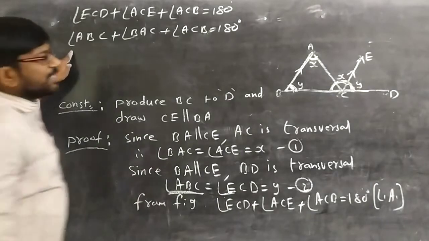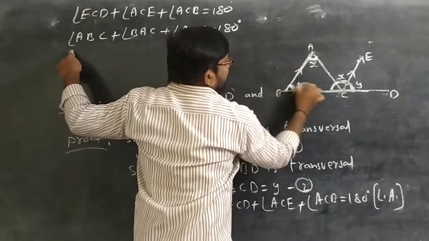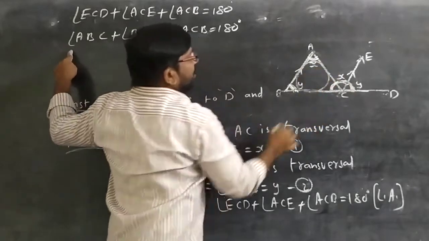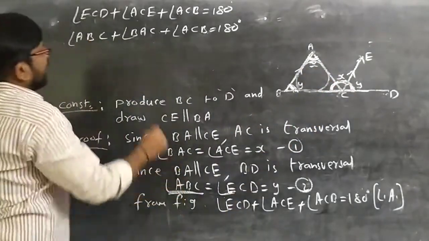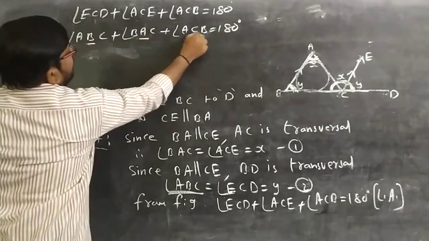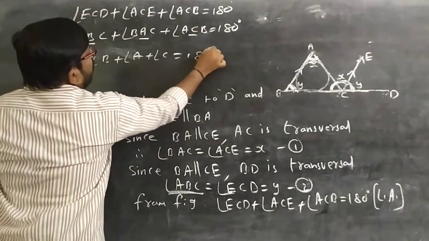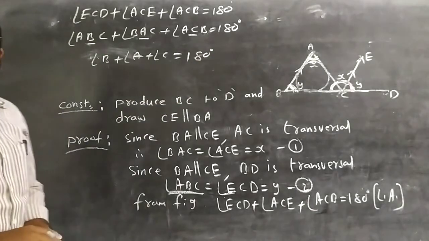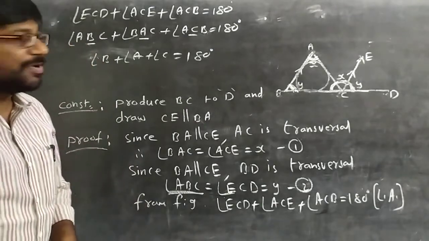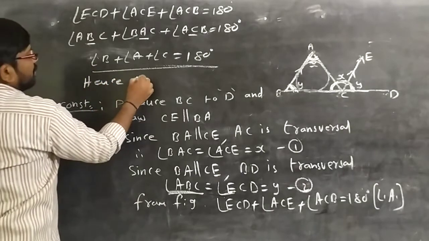See, angle ABC plus angle BAC plus angle ACB. The sum of these three angles is 180 degrees, right? So angle B plus angle A plus angle C is equal to 180 degrees, right? Therefore, the sum of three angles in a triangle is 180 degrees, right? So this is the proof. Hence, the theorem is proved.